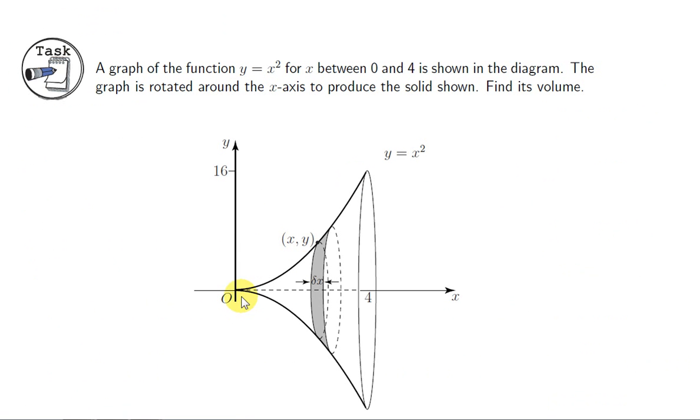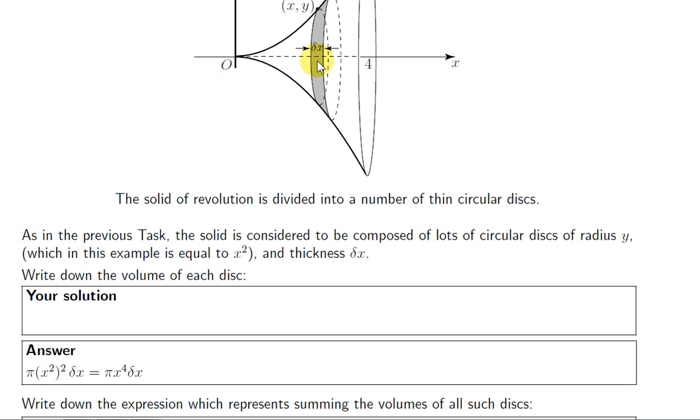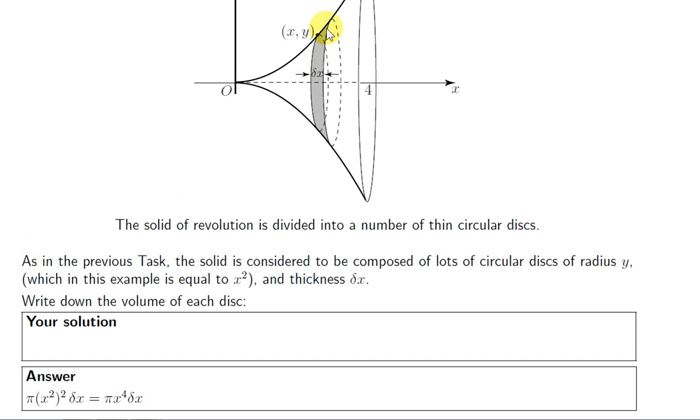Here's another example. This time we have the graph of y equals x squared, and we want to rotate the segment of that graph from 0 to 4 about the x-axis. So we'll generate a solid like this. So similar to before, we get the area of this cylinder, or this approximation to a cylinder, this shaded bit here. The radius is equal to the value of the function at x, which we know is x squared. So the radius is x squared, and the area of the circle then is pi times x squared squared.